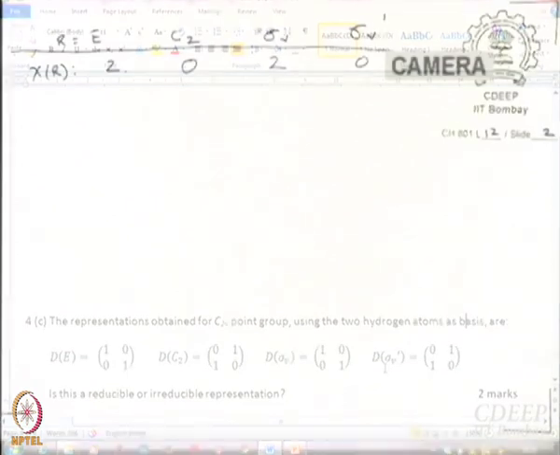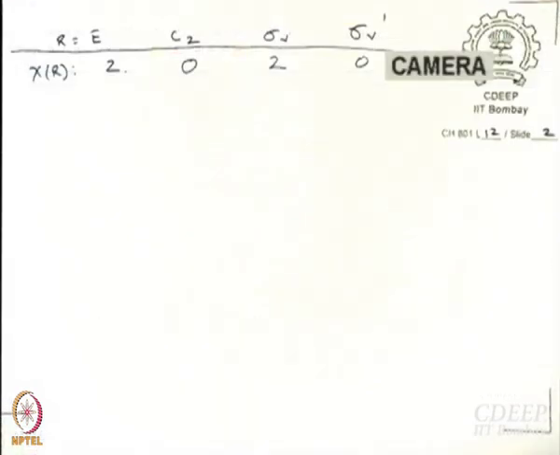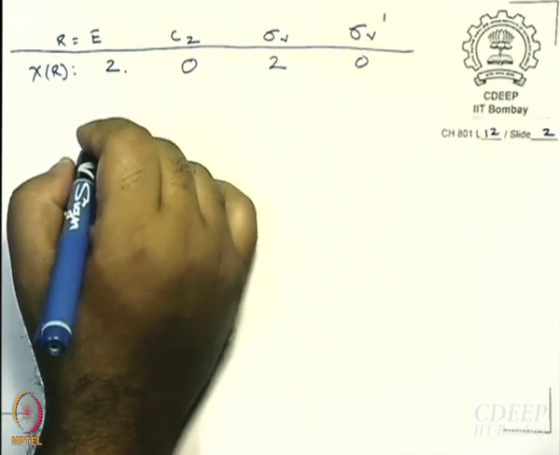Alright, this is what it is. 2, 0, 2, 0. Now, we are going to learn how to decompose this representation into its constituent irreducible representations, and we will do it fairly easily.